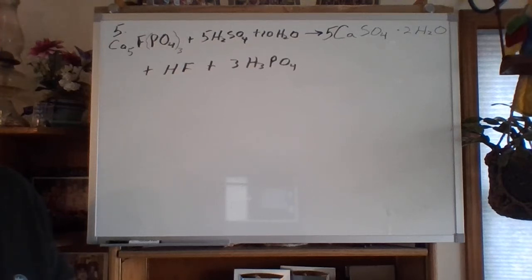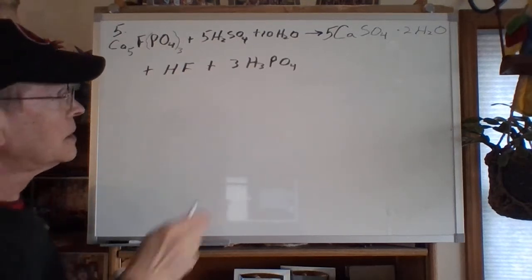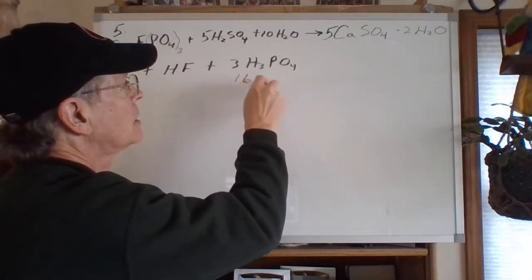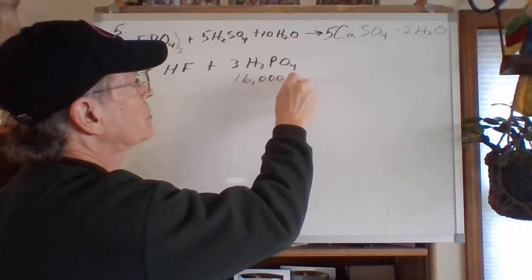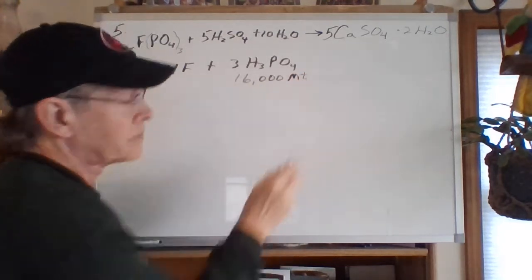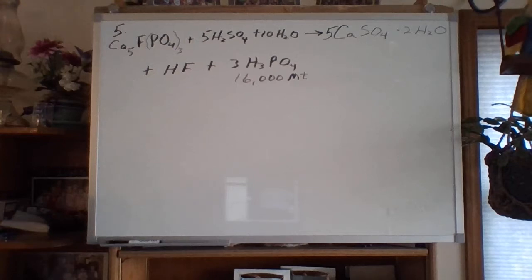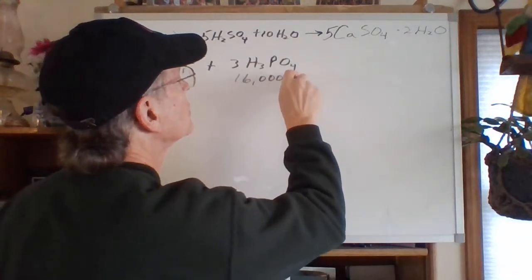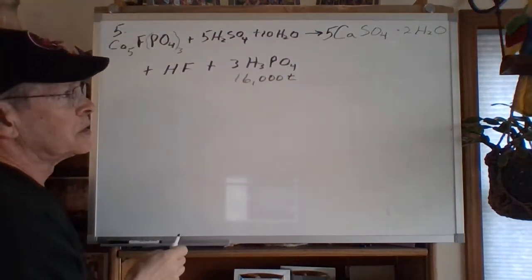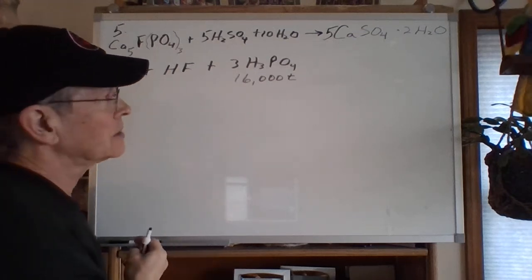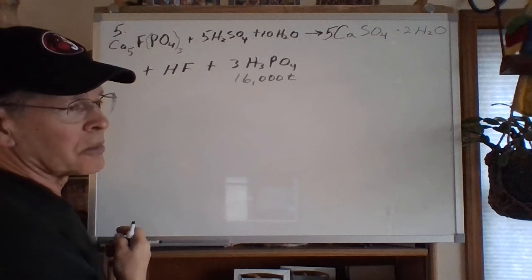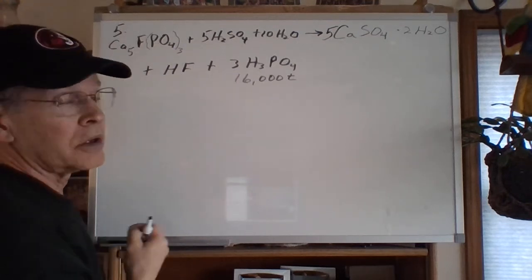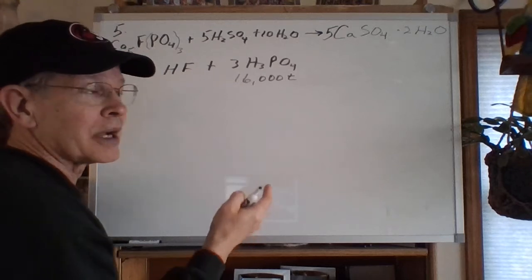H3PO4. Well, if 16,000 metric tons of phosphoric acid are produced every year, that means 16,000 here, metric tons. What's the symbol for that? I guess they just use a little t. Tons, but not 2,000 pounds like we use the word ton. Instead, it's a metric ton, which is 1,000 kilograms, or 10 to the 6th, a million grams.